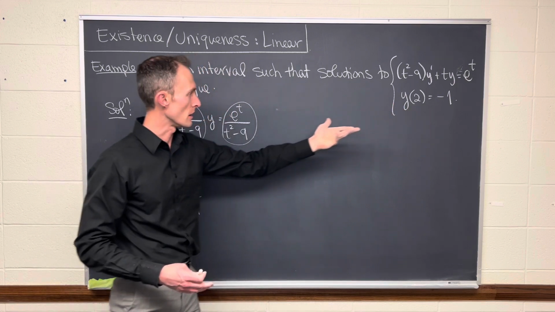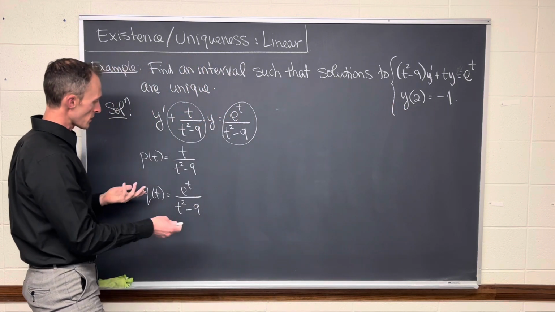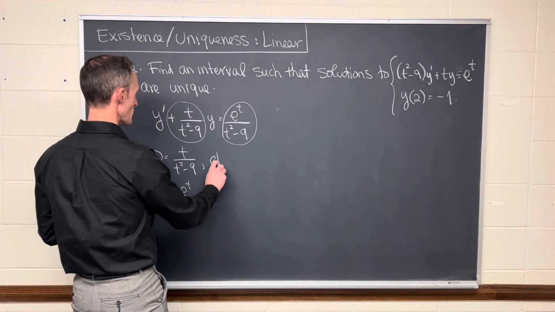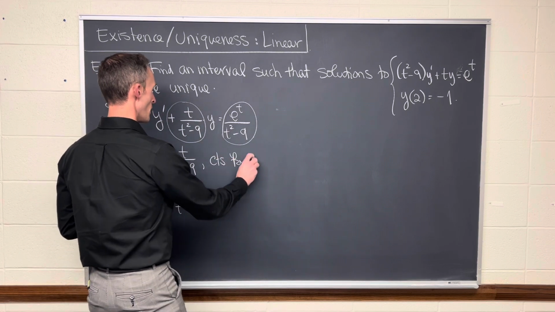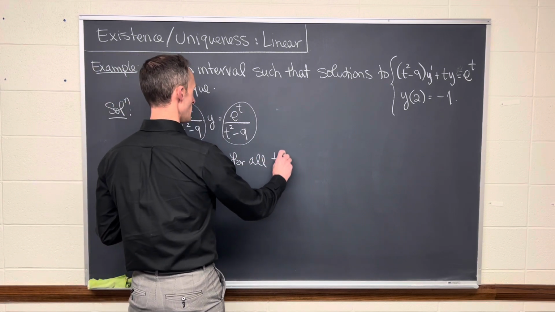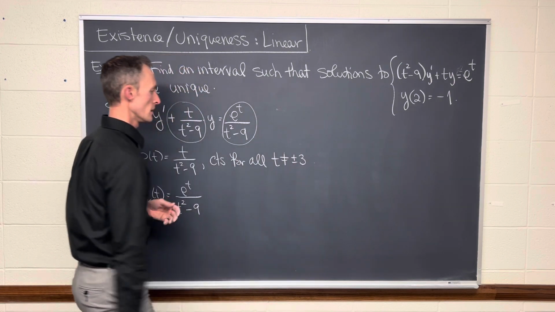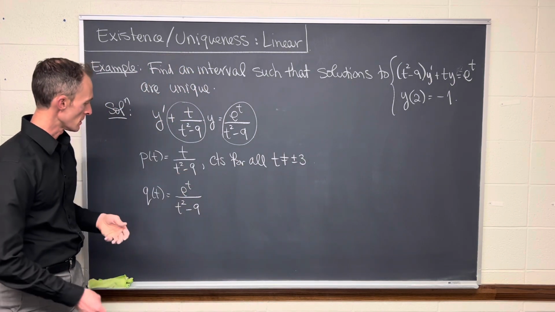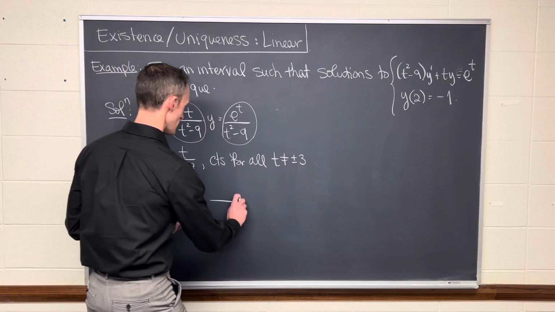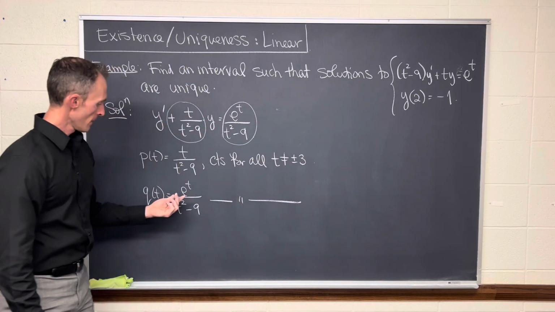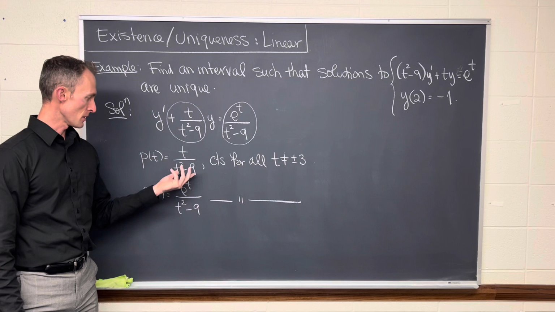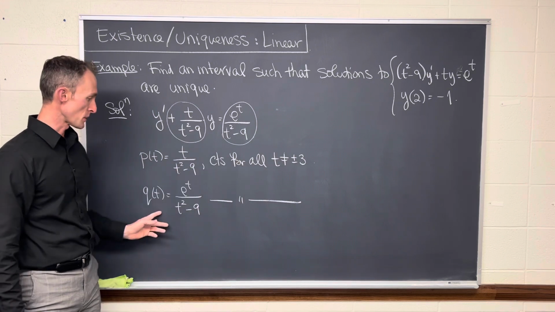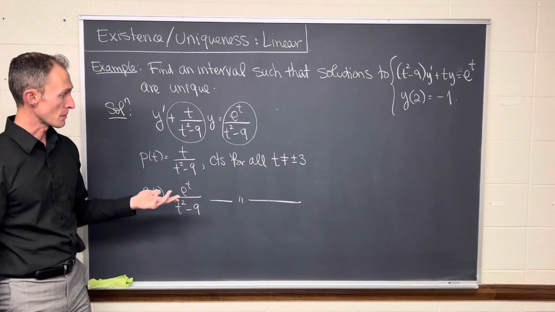So in this case, t naught equals 2. Okay, so what do I need to understand? Well, this is continuous for all t not equal to plus or minus 3, right? Because I can't plug in plus or minus 3 down here. I get a 0 in the denominator, so that's not good. And the same thing here. So this is the exact same thing. T squared minus 9 can't be 0, same denominator. Okay, so this one's also continuous for all t not equal to plus or minus 3.